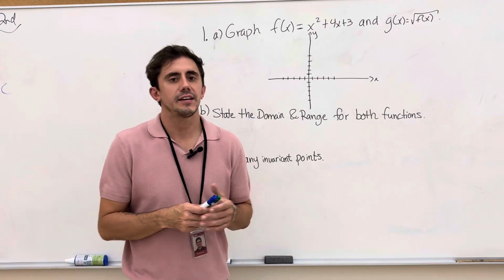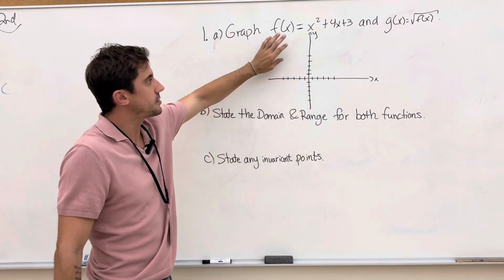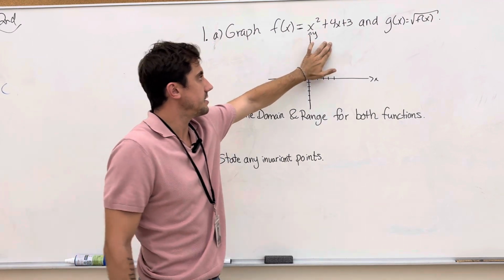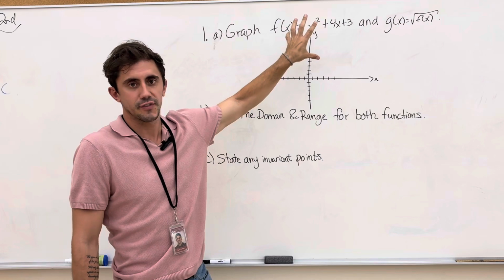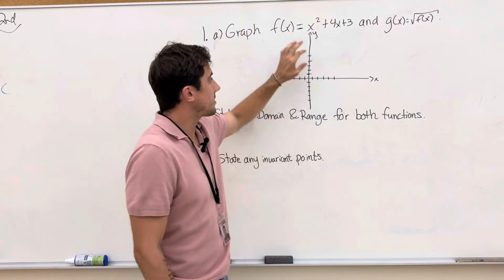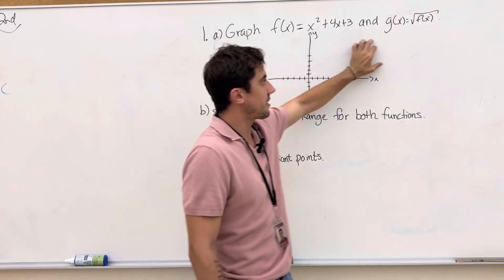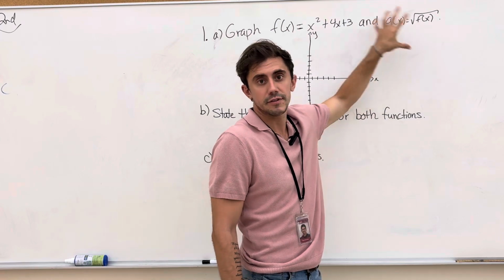Good afternoon, everyone. Today we are going to graph a function, namely f of x, this quadratic, and we're going to graph the square root of this first function. So if f of x is x squared plus 4x plus 3, g of x is defined to be the square root of f of x.